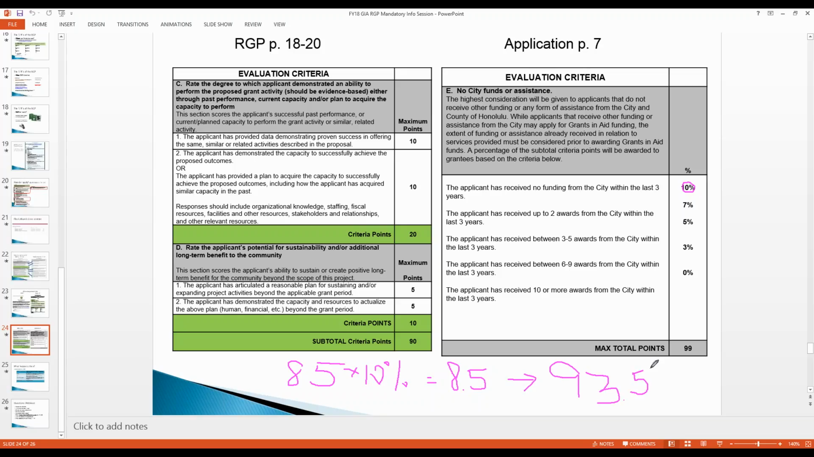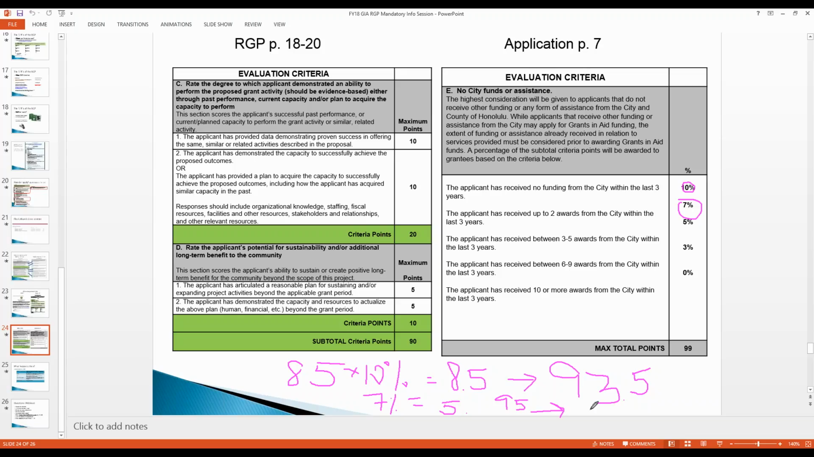Okay, not very easy to write with this pen. Okay, let's say for the last 3 years you received up to 2 awards, so now we'll apply 7% instead of 10%, and this will get you 5.95, just because you got up to 2 awards from the city in the last 3 years.